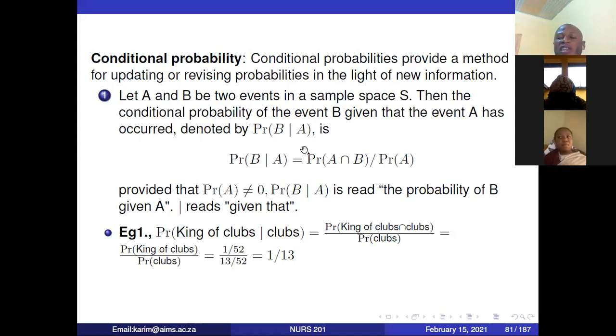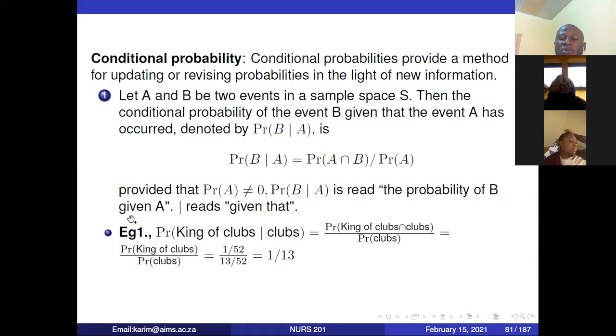And how is this expressed? We can express this conditional probability as the probability of event A intersection event B occurring, divided by the probability of A. This is how we express the conditional probability, provided the denominator, the probability of event A occurring, is not equal to 0. If the denominator is equal to 0, then this function will be undefined.